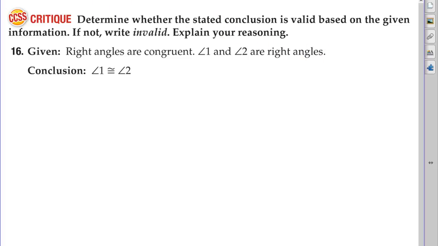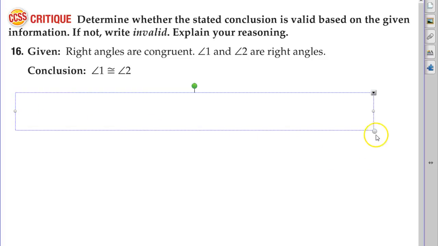Okay. Now, this is the law of detachment. So the question is, does this work out? Is it valid or invalid? So determine whether the stated conclusion is valid based on the given information. If it is not valid, write invalid. Explain your reasoning. So right angles are congruent. Angle 1 and angle 2 are congruent.